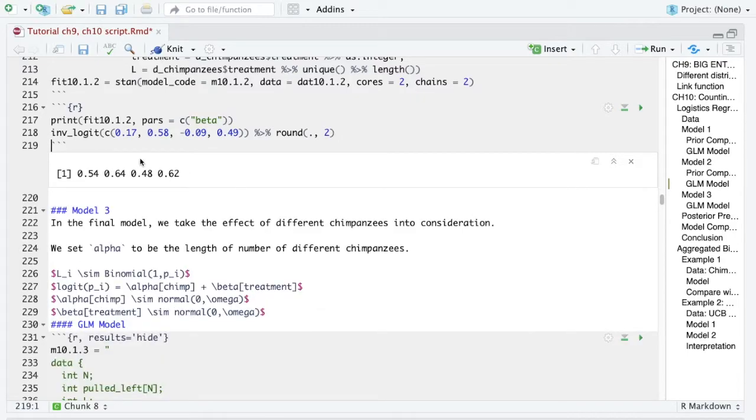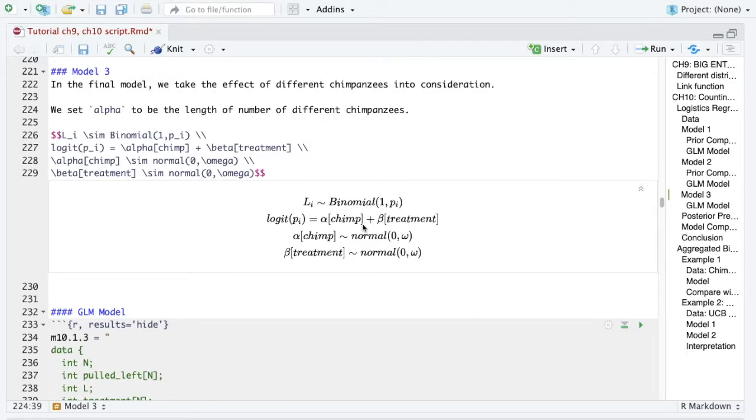So you can see that for treatment 1, the resulting probability is like 55%, and for treatment 2, 65%. And you can see that the difference between treatment 1 and 2 is like 10%, and between 1 and 3 is like 5%. So these results matched our original expectation.